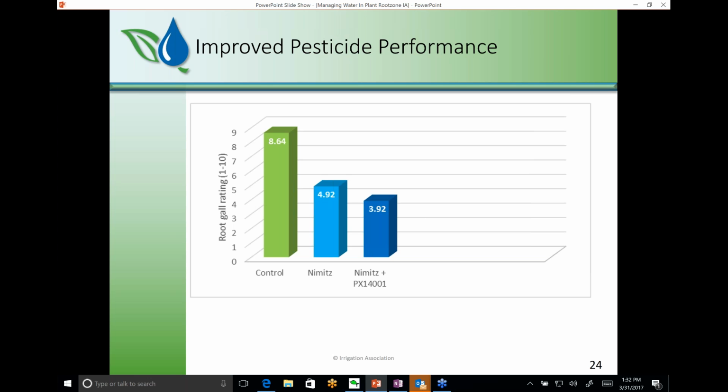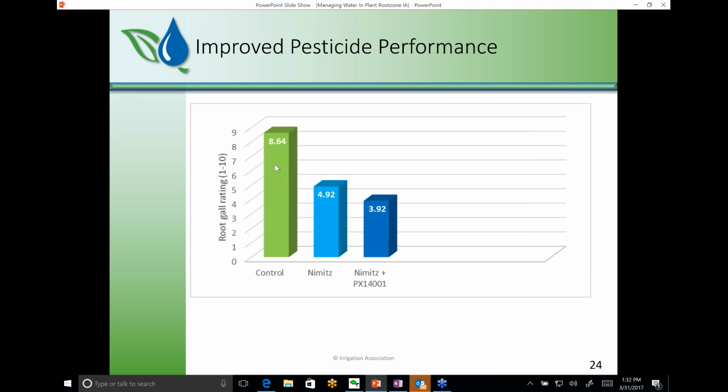The other benefit that we mentioned is how water management chemistries can improve the performance of pesticides. So in this case, we take one of the newer generation nematicides, Nimitz, and we applied the Nimitz first through the irrigation system and then followed up about a week later with a water management chemistry. In this case, it was our synthetic chemistry, PX14001.